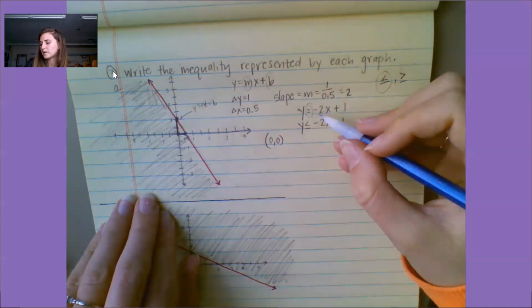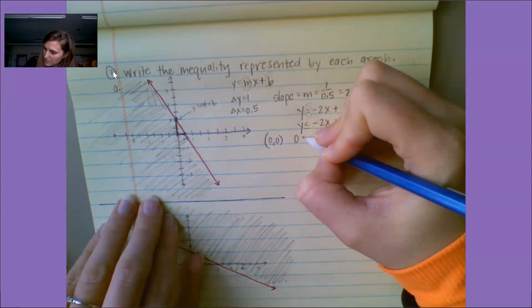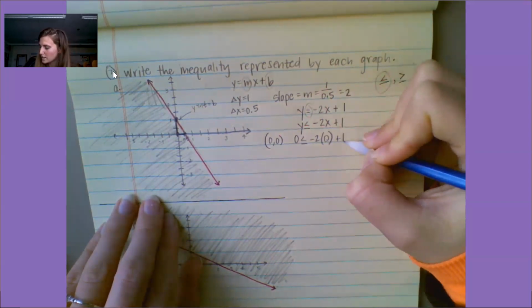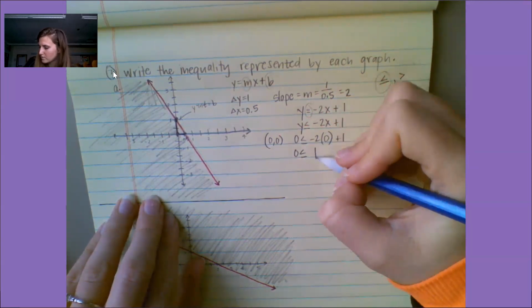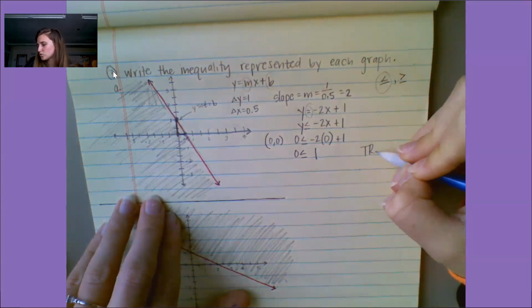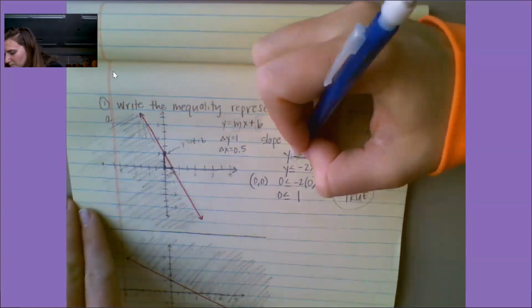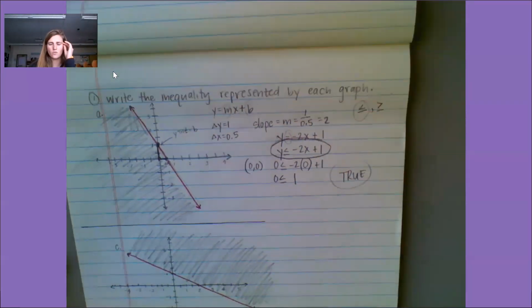So let's plug that in. 0 for x, 0 for y would give me 0 is less than or equal to negative 2 times 0 plus 1. So that means 0 is less than or equal to 1, which is true. Therefore, this is my inequality: y is less than or equal to negative 2x plus 1.